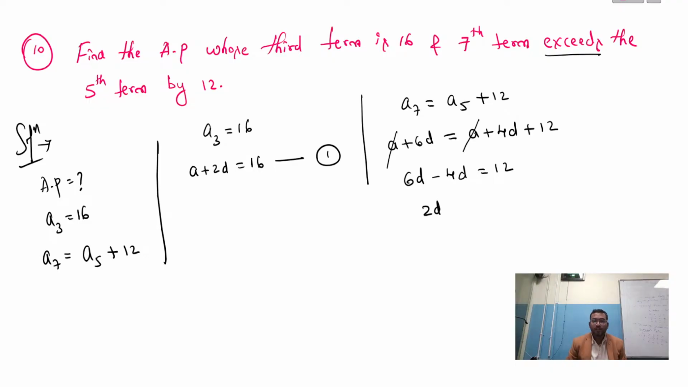6D minus 4D is 2D is equal to 12. Then D is equal to 12 by 2. 2 ones are 2, 2 sixes are 12. The value of D is 6. We got the value of D.